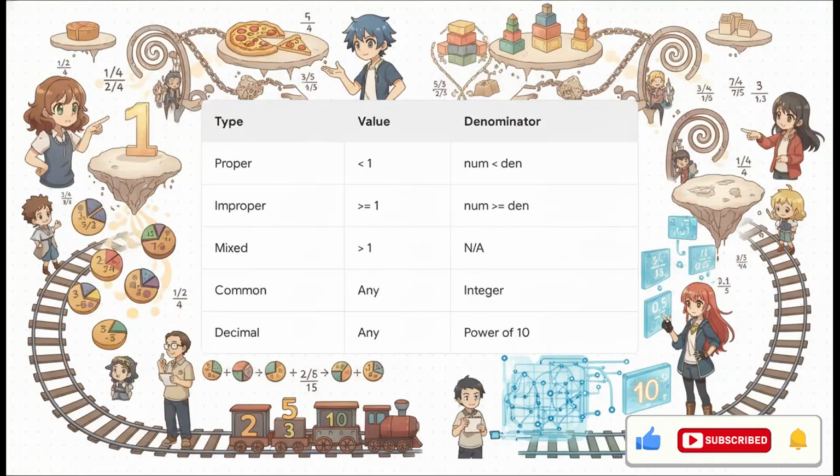So, stepping back, it's brilliant to see exactly how all these different pieces fit together. You've got proper fractions living comfortably under the value of 1, while improper and mixed fractions live at 1 or above. Equivalent fractions mirror each other, common fractions stick to integers, and decimal fractions plug us directly into our standard base 10 system. All 6 of these concepts are just working together in complete harmony.